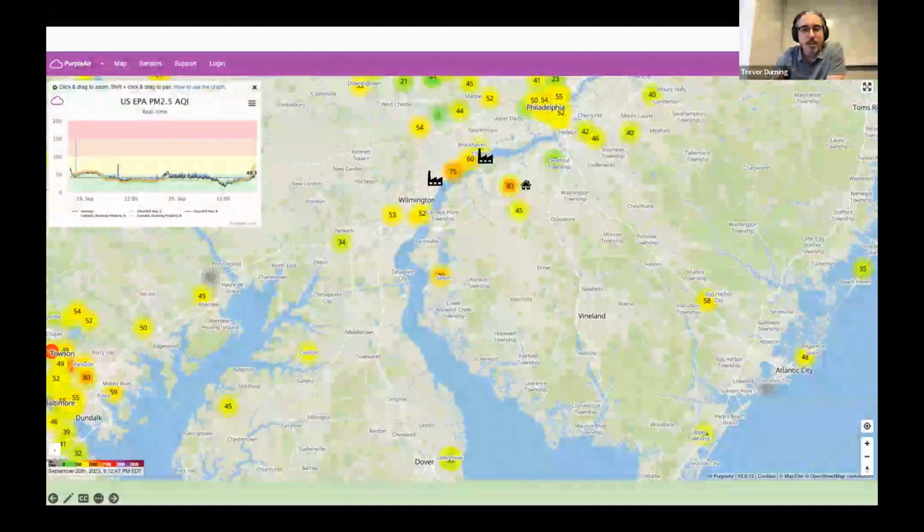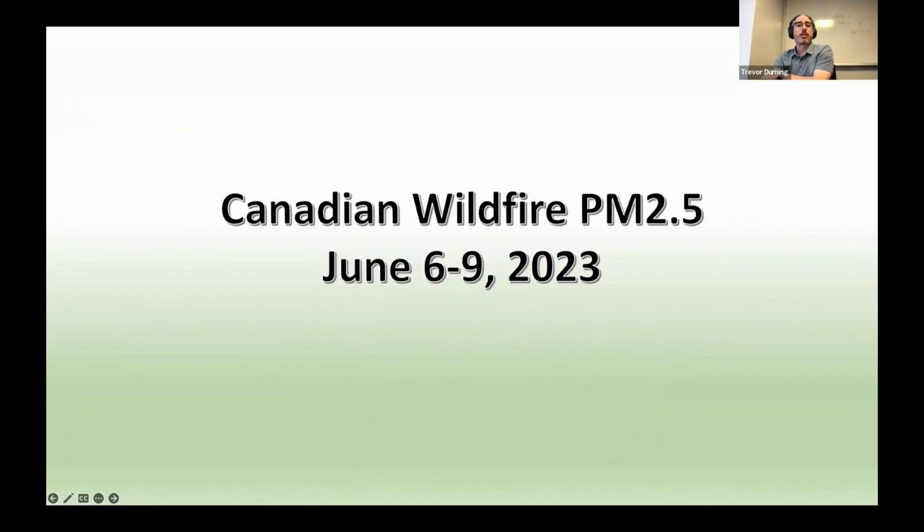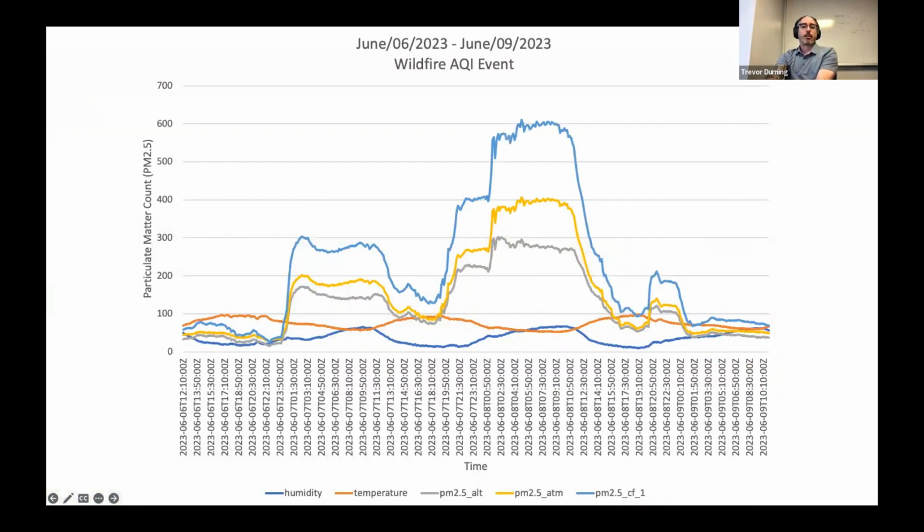All right, so next what we're going to do is look at the wildfire event from June 6th to June 9th, okay? So this is what the PurpleAir spits out at me, all right? I've got humidity and temperature in orange and blue, and as you see, they vary throughout the day. They cycle with the day. And then gray, yellow, and blue are different algorithms that I run my data through. And these have been tried and tested over time.